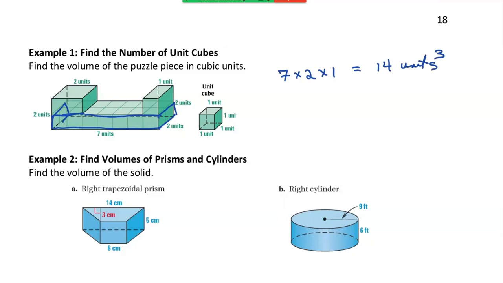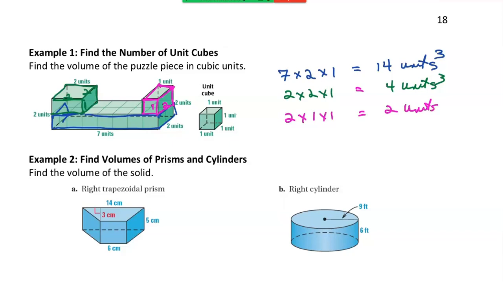Let's see if we can find some more pieces. What about this top piece right here? This piece I'm marking up in green. What are those dimensions? Well, this is 1, this is 2, and this is 2. So that's going to be 2 times 2 times 1, or 4 units cubed. And then I have one more section right here. Let's change my color. And what is this going to be? So let's see. It's 1 tall, 1 across the back, and 2 here. So it's 2 times 1 times 1, which is going to equal 2 units cubed, and that's going to be 14 plus 4 is 18, 20 units cubed.